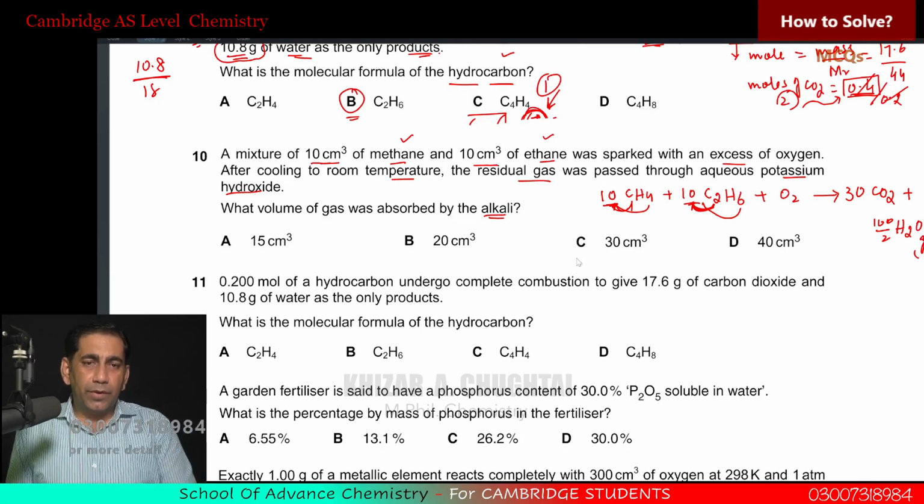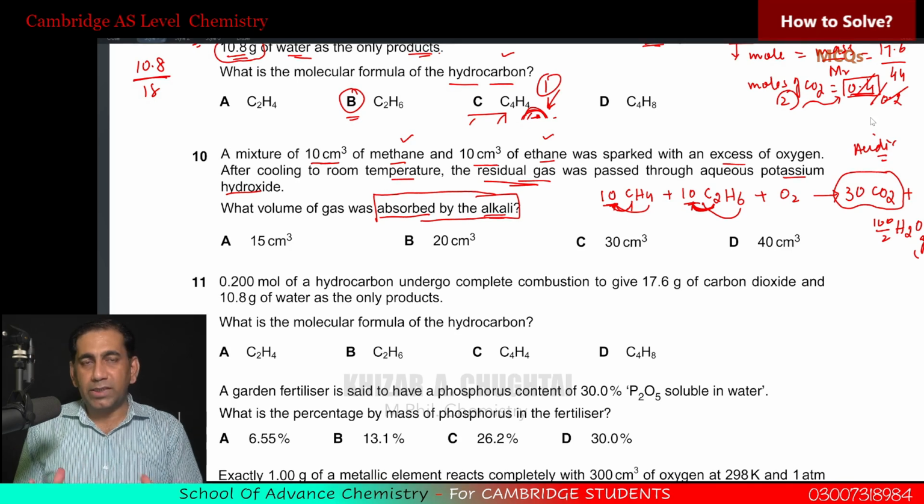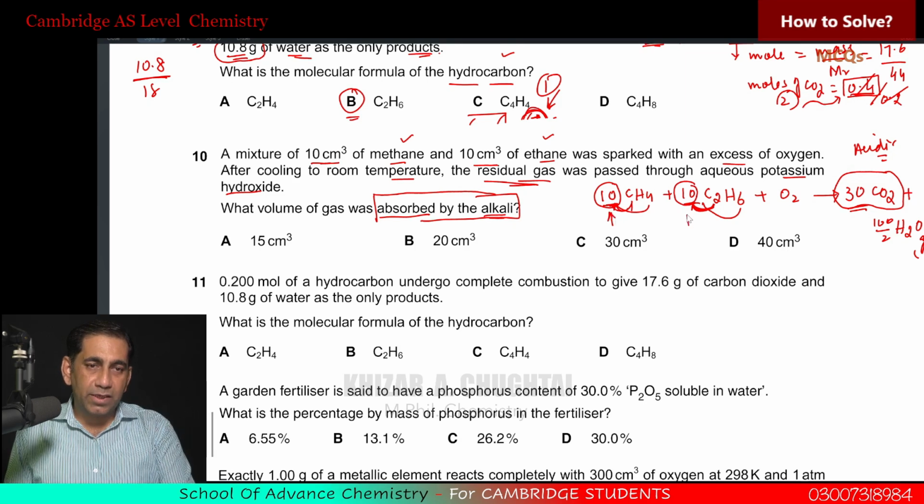At the moment, we are just concerned with the residual gas that is going to react with the alkali, that is being absorbed by the alkali. That is only one gas, CO2. It is an acidic gas and it will react with potassium hydroxide. So 30 centimeter cube, because I have started with centimeter cube over here.